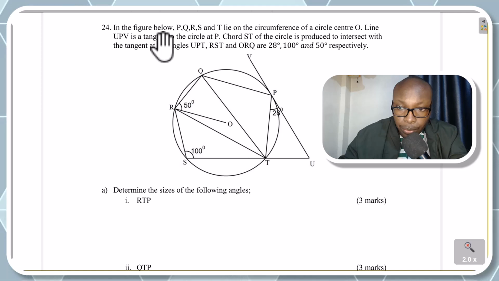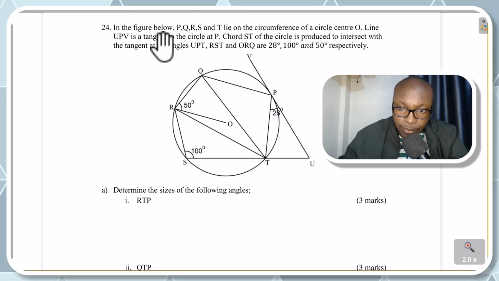In the figure below, P, Q, R, S, and T lie on the circumference of the circle center O. Line UPV is a tangent to the circle at P. Chord ST of the circle is produced to intersect with the tangent at U. Angles UPT, RST, and ORQ are 28, 100, and 50 degrees respectively.